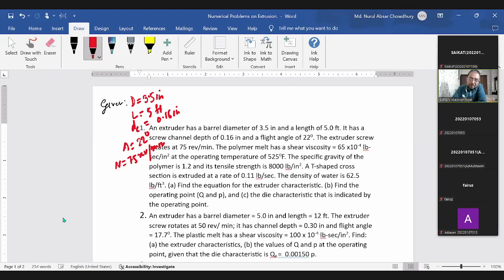revolution per minute. My melt has a shear viscosity, mu, দেওয়া আছে 65 into 10 to the power -4 pound second per inch square. তারপর আর কি দেওয়া আছে, স্পেসিফিক গ্র্যাভিটি S 1.2, আর টেনসাইল স্ট্রেংথ কাজে লাগবে না, বাদ দিলাম। ক্রস সেকশন এক্সট্রুডেড হচ্ছে এ রেট অফ V দেওয়া আছে 0.11 pound per second. The density of water is 62.5 rho, 62.5. Yes.